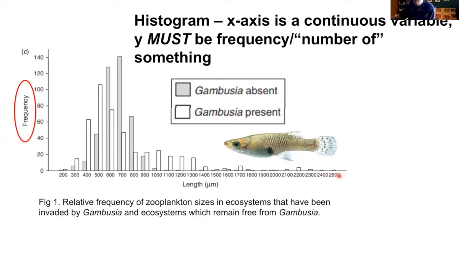Remember, on the bar chart, this was just categories. So it was one, this, that, the other. Also on a histogram, the y-axis must be frequency or number of times something is counted.